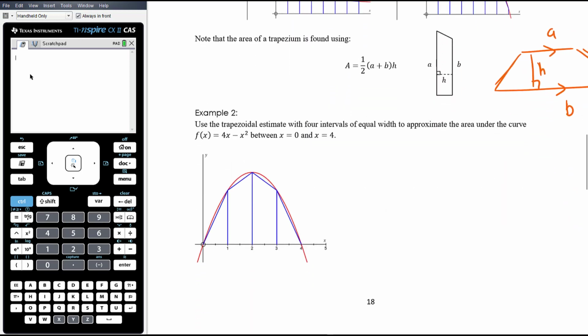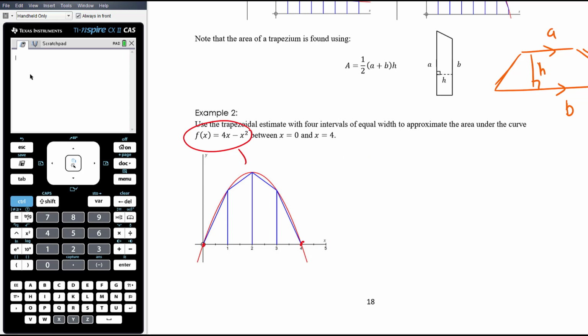Okay, so let's use the trapezoidal estimate with 4 intervals of equal width to approximate the area under the curve f of x equals 4x minus x squared between x equals 0 and x equals 4. So you've been given a lot of information here because they already draw out the graph for you. You're not having to interpret much here. So if we think about that quadratic, common factor of x times 4 minus x, it's clearly a sad parabola with intercepts at 0 and 4, which is what we are seeing here.